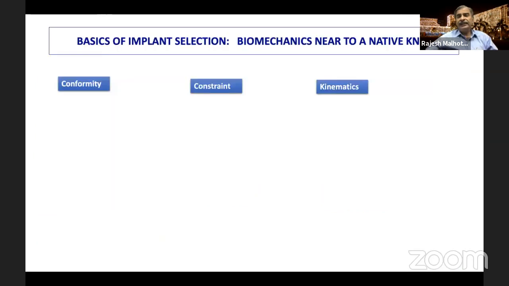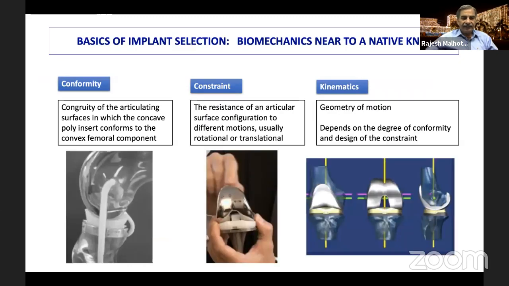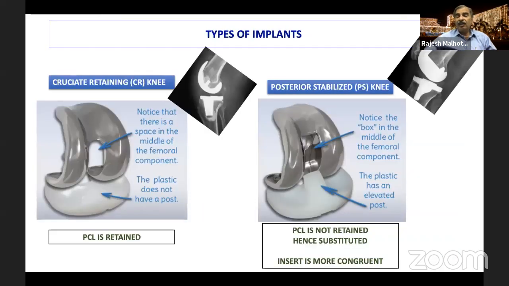When we are choosing this, you are trying to restore the biomechanics as close to a native knee. The three important factors are conformity, constraint, and kinematics. Conformity is the congruity of the articulating surfaces, in which the concave poly insert conforms to the convex femoral component. Constraint is the resistance of an articular surface configuration to different motions, usually rotational or translational. And kinematics is essentially the geometry of motion. It depends on the degree of conformity and design of the constraint. So these are all interlinked.